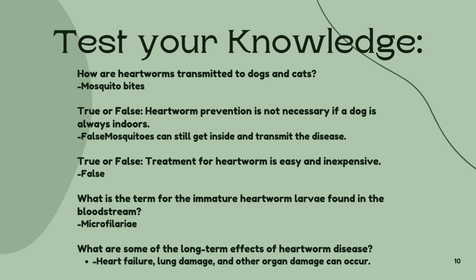So, how are heartworms transmitted to dogs and cats? Like I said previously, through mosquito bites. And through those mosquito bites, they spread that microfilaria. True or false? Heartworm prevention is not necessary if a dog is always indoors. False. Mosquitoes can still get inside and transmit the disease.